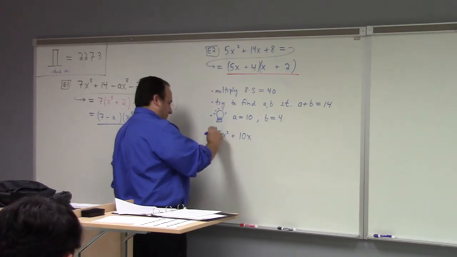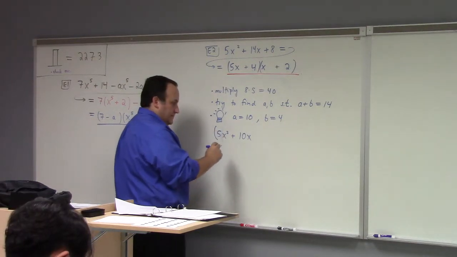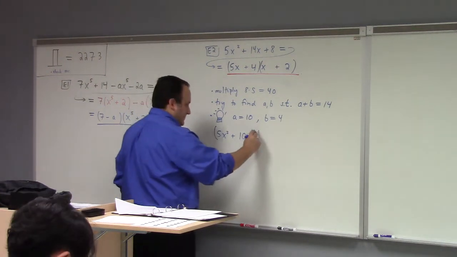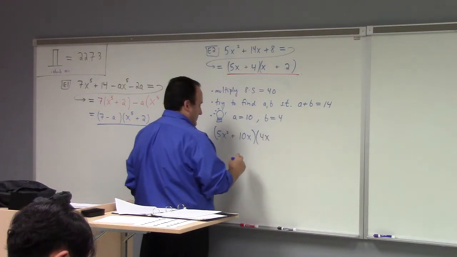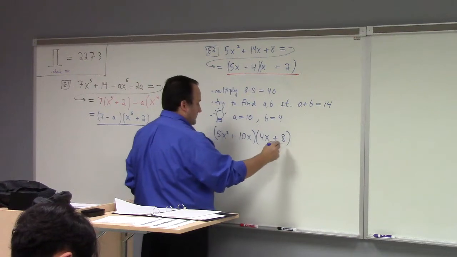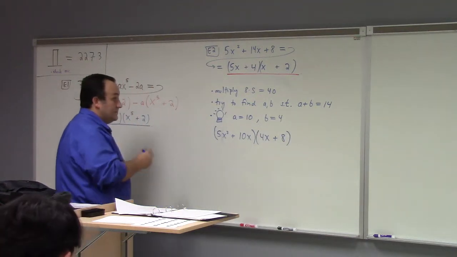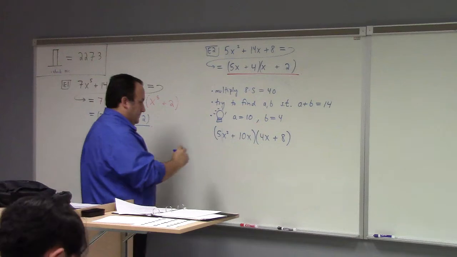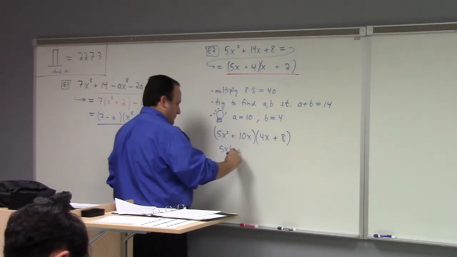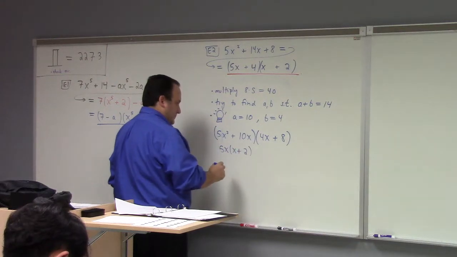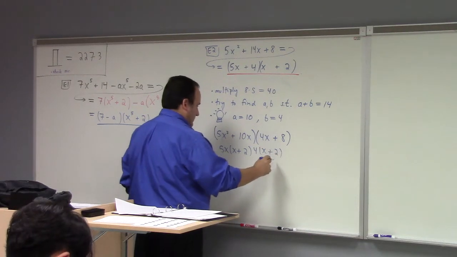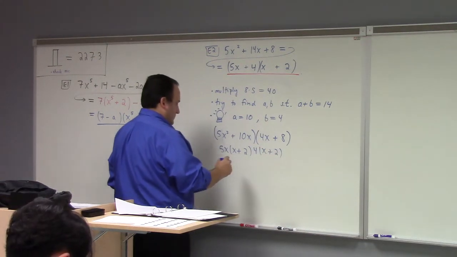Yeah. And then after the x, parentheses 4x plus 8. And then you would factor the 5x out, which is x plus 2. And then the 4 would be factored out, which would be x plus 2. So then you would take 5x plus 4 and x plus 2.